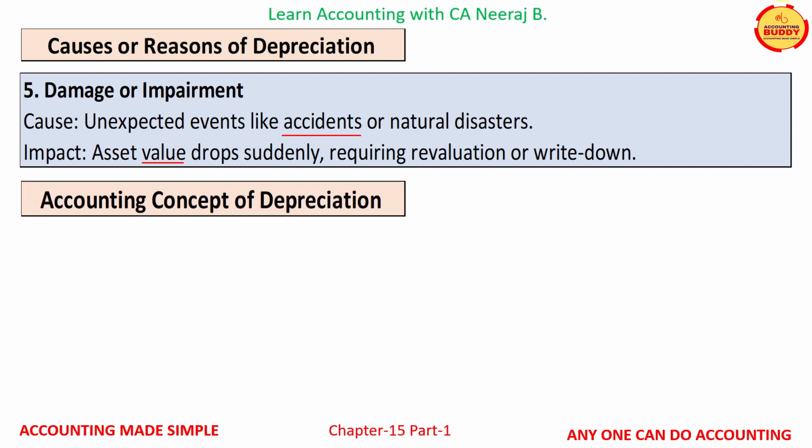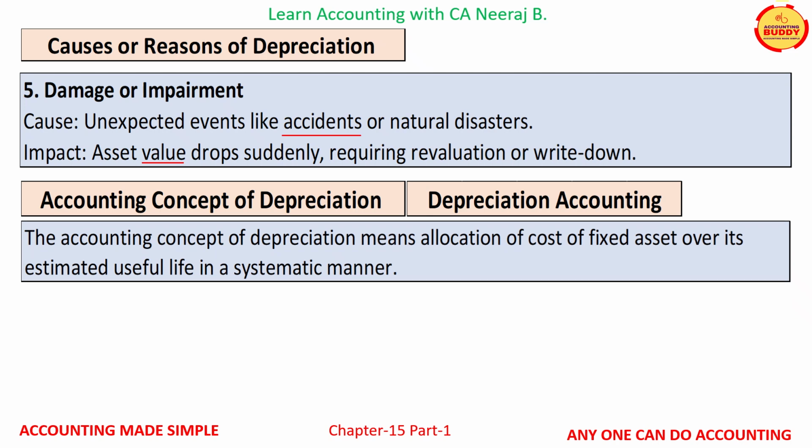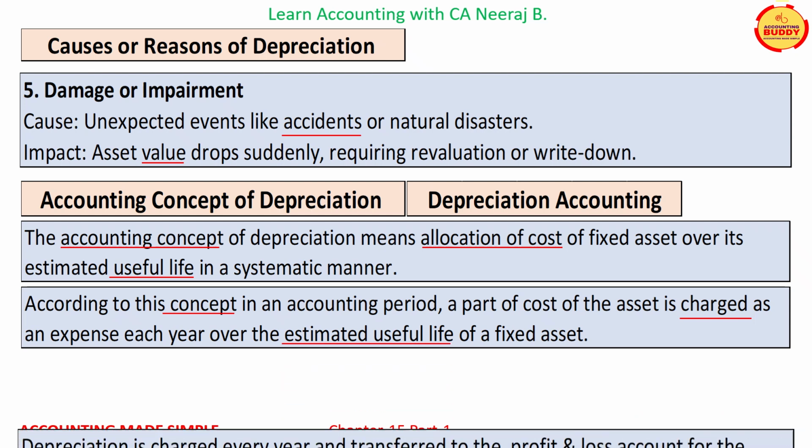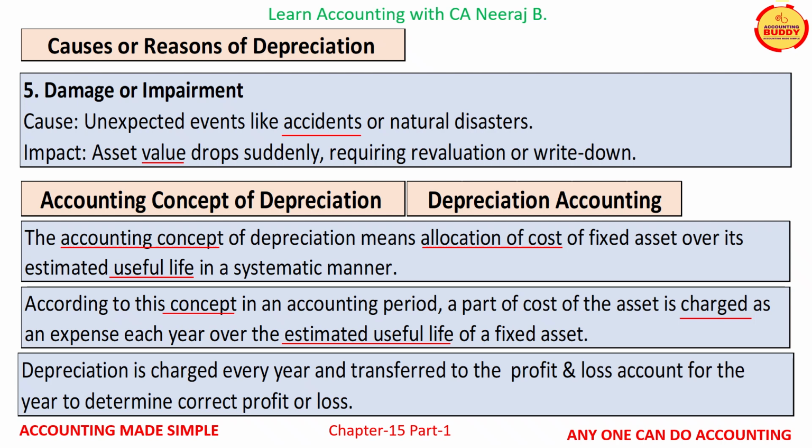Let us learn the accounting concept of depreciation, that is the depreciation accounting. The accounting concept of depreciation means allocation of cost of fixed assets over its estimated useful life in a systematic manner. According to this concept, in an accounting period, a part of the cost of the asset is charged as an expense each year over the estimated useful life of a fixed asset. Depreciation is always charged every year and is transferred to the profit and loss account for the year to determine the correct profit or the loss of the business.